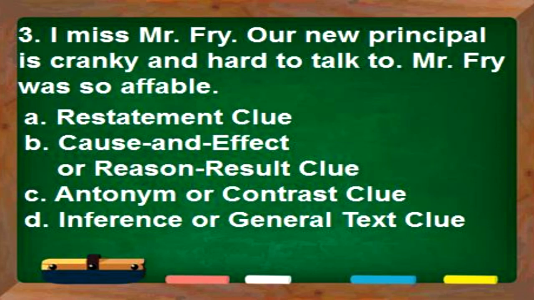3. I miss Mr. Fry. Our new principal is cranky and hard to talk to. Mr. Fry was so affable. Which of the following is its type of context clue? A. The statement clue. B. Cause and effect or reason result clue. C. Antonym or contrast clue. Or letter D. Inference or general text clue.